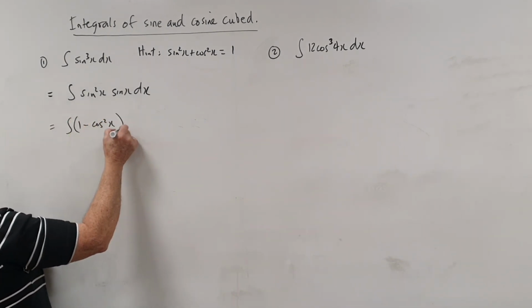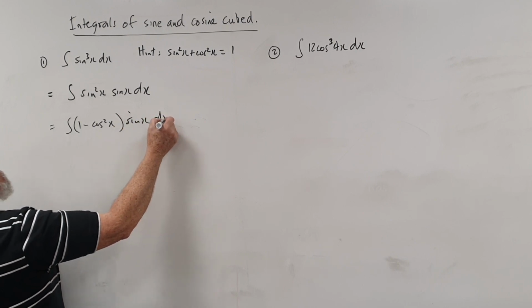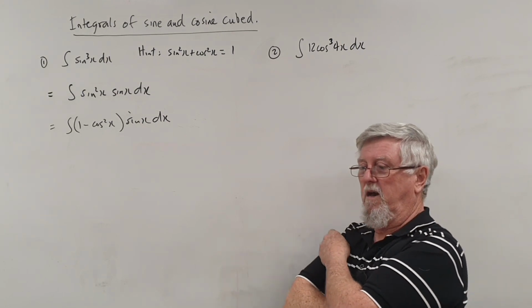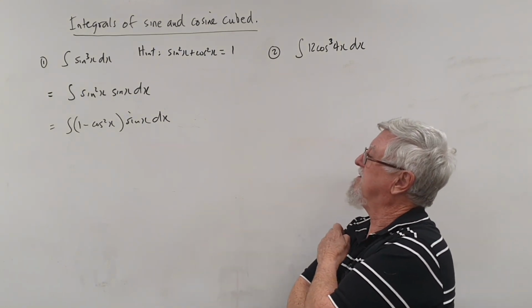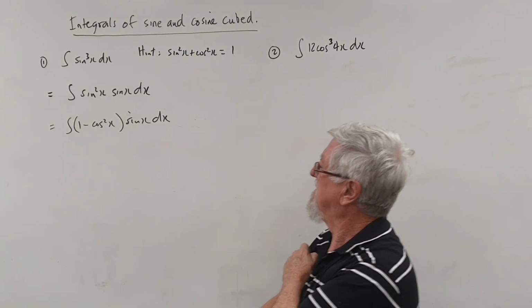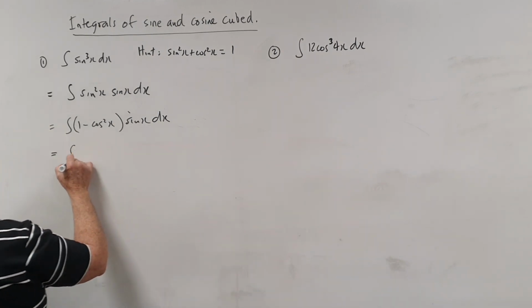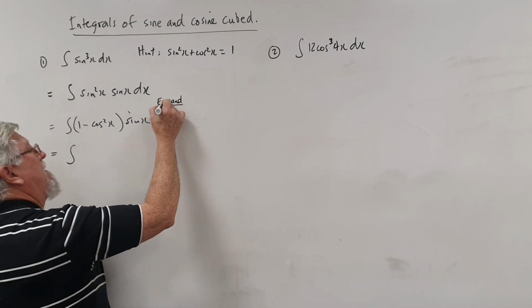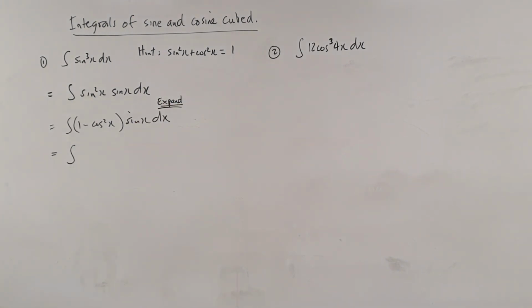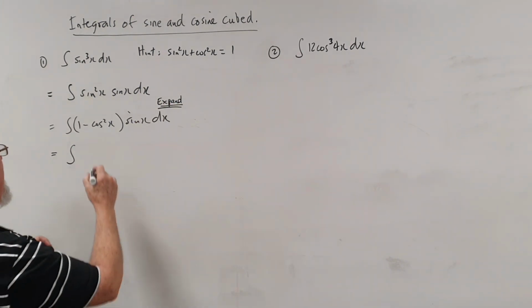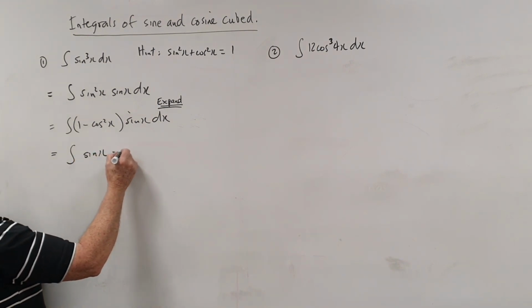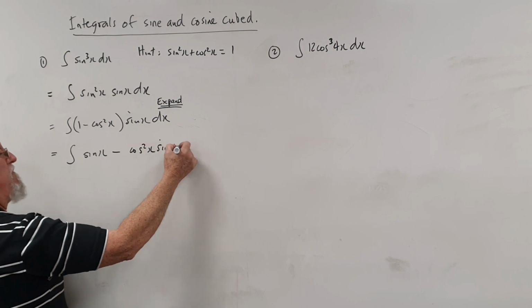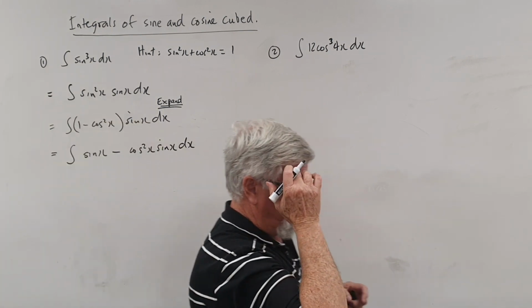Don't forget the B word. What do we do that for? Substitution. Expand the brackets. Maybe if I wrote there, expand. That's the E word. It's not the same as the B word. Anyway, sine x minus what? Sine x cos squared.